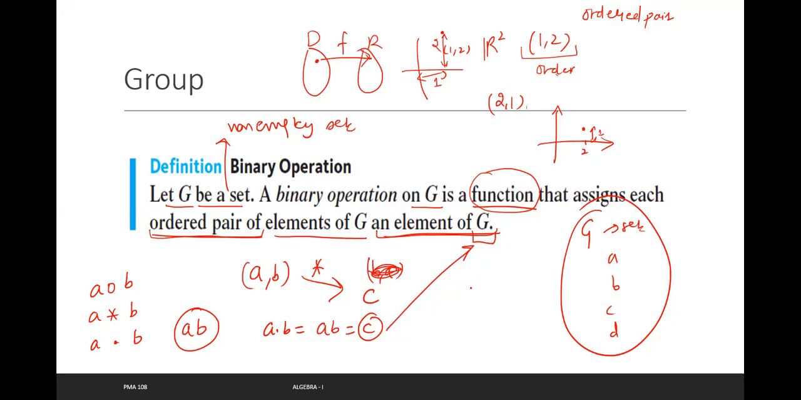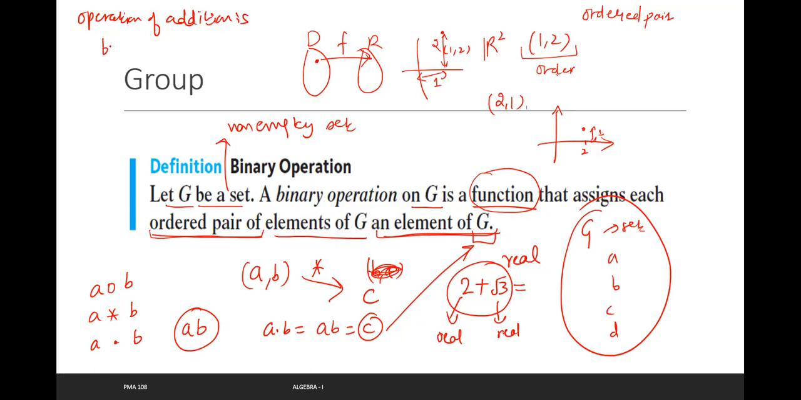Right, so we can have examples, right? If you add two real numbers, say 2 plus root 3, 2 is a real number and root 3 is a real number. If I'm adding two real numbers, 2 plus root 3 is also a real number. So if you add two real numbers, you will get a real number. So what we can say is the operation of addition is binary in the set of reals.